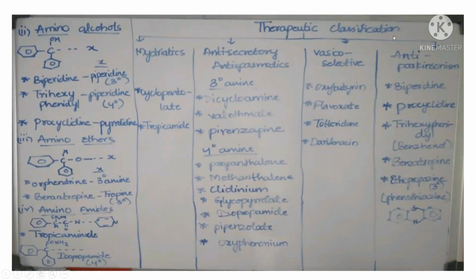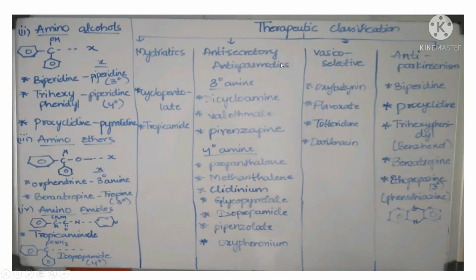Next, therapeutic classification, based on the therapeutic action. Mydriatics: the drugs which come in mydriatics are cyclopentolate and tropicamide. Here tropicamide is an amino amide and cyclopentolate is an amino alcohol ester. Like that you revise the chemical structure also by learning the therapeutic one.